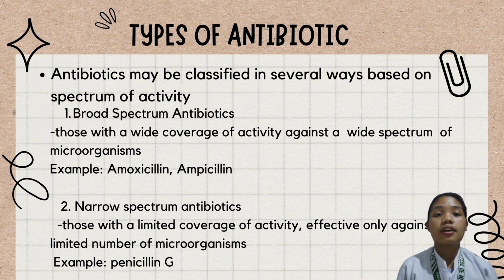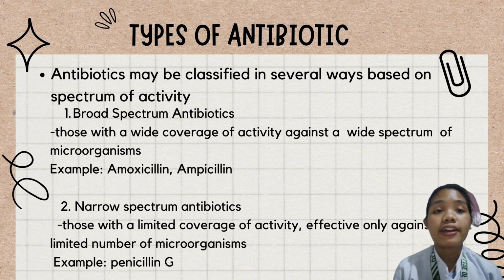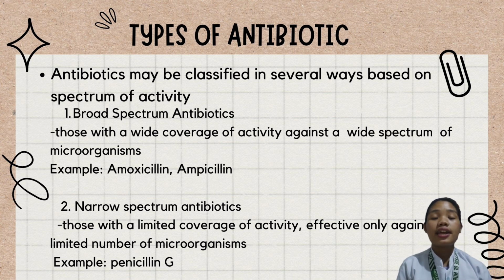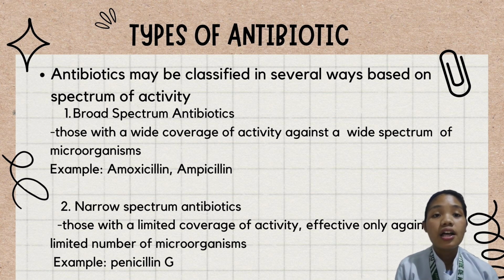Types of antibiotics. Antibiotics may be classified in several ways based on spectrum of activity. Broad-spectrum antibiotics are those with wide coverage against a wide spectrum of microorganisms. Examples are amoxicillin and ampicillin. Broad-spectrum antibiotics are effective against both gram-positive and gram-negative bacteria. Second, narrow-spectrum antibiotics are those with limited coverage, effective only against a limited number of microorganisms. Example, penicillin G.